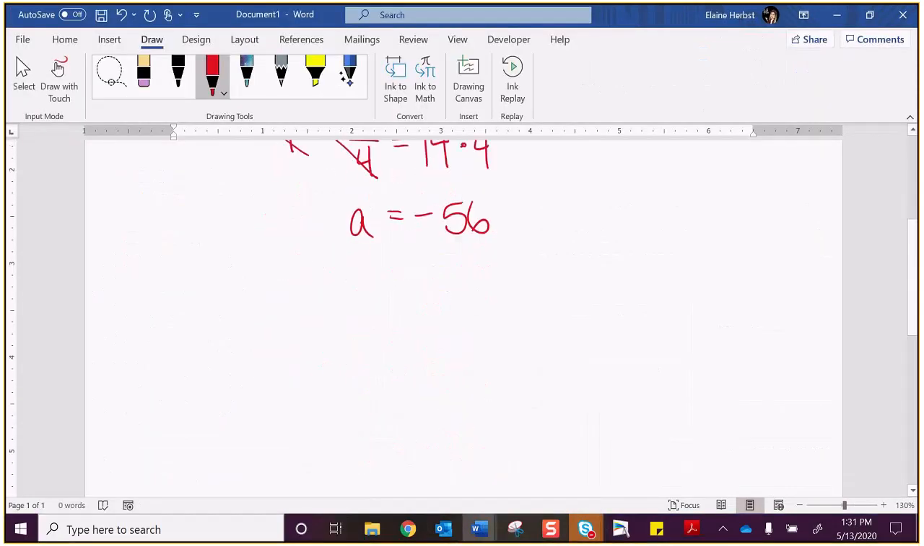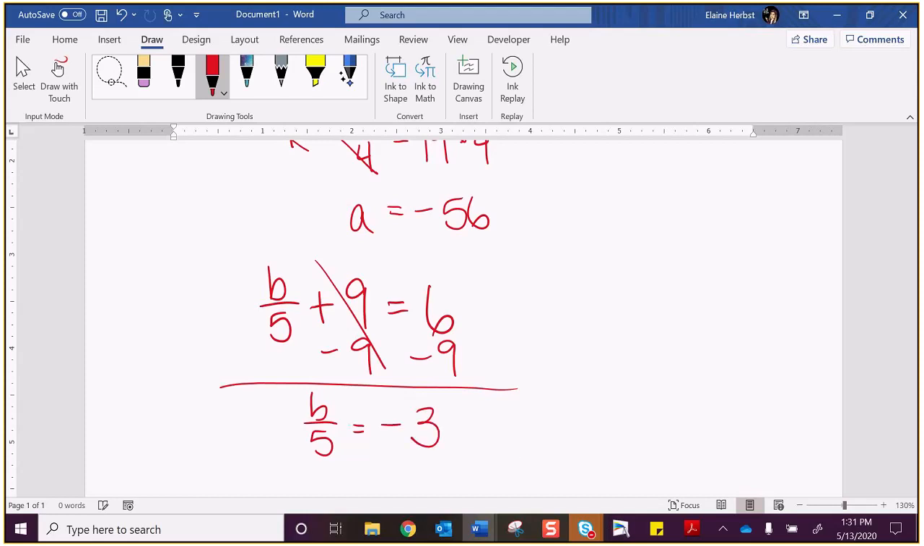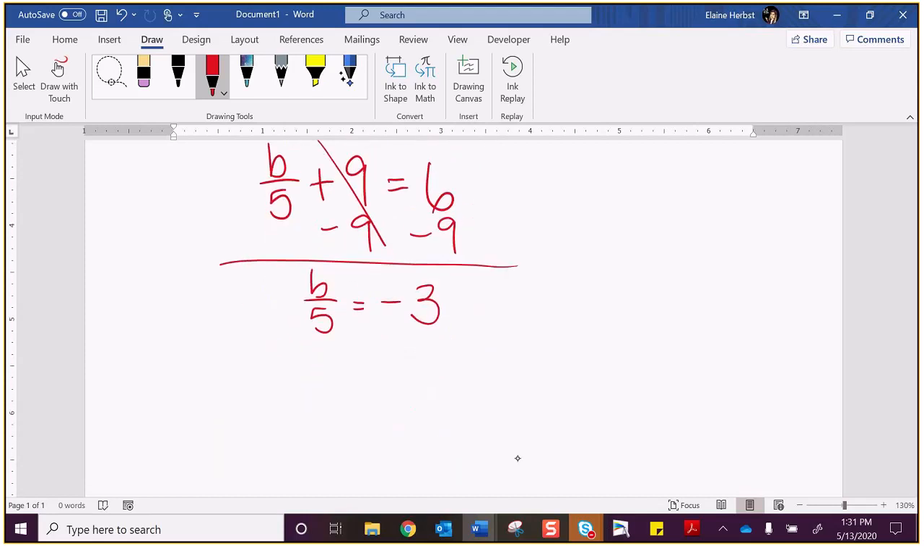So I'm just going to scroll down here. B over 5 plus 9 equals 6. If I mess up somewhere, please stop me. I'm going to subtract 9 from both sides. I'm going to bring down the B over 5. 6 minus 9 is -3. Now we're going to multiply both sides by 5. Remember, we want to undo the division. And so B equals -15.